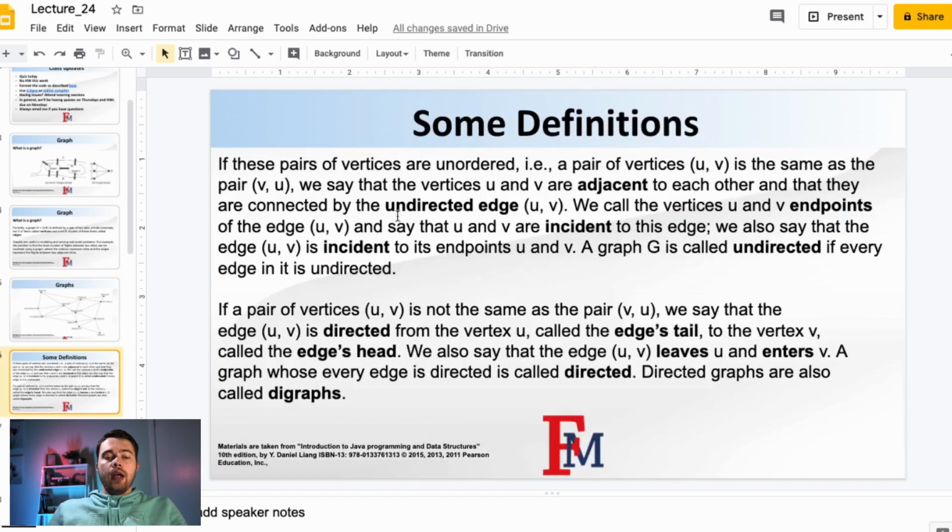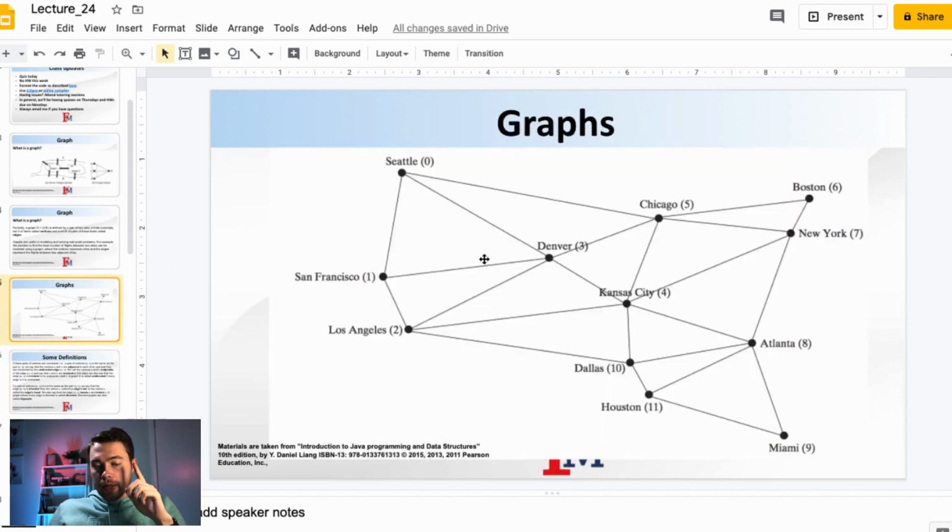Some definitions. If these pairs of vertices are unordered, as a pair of vertices U V, which means that an edge going from vertex U to vertex V is the same as going from V to U, we say that the vertices U and V are adjacent to each other and are connected by an undirected edge. So here's the idea: in graph theory there are so-called directed graphs and so-called undirected graphs. Undirected graphs are what you see right here.